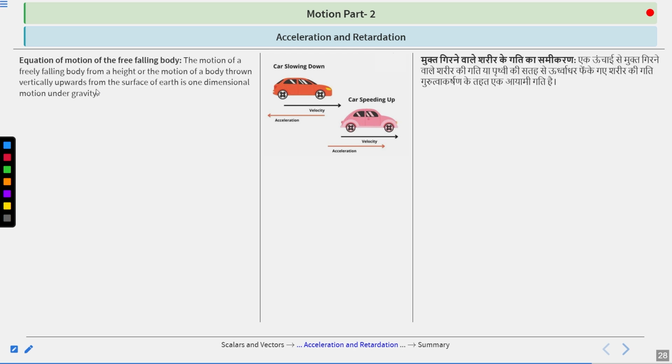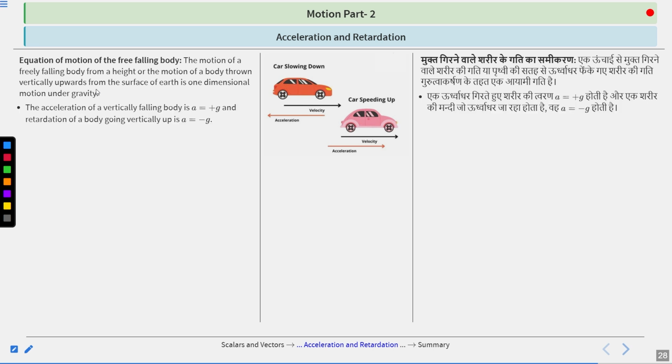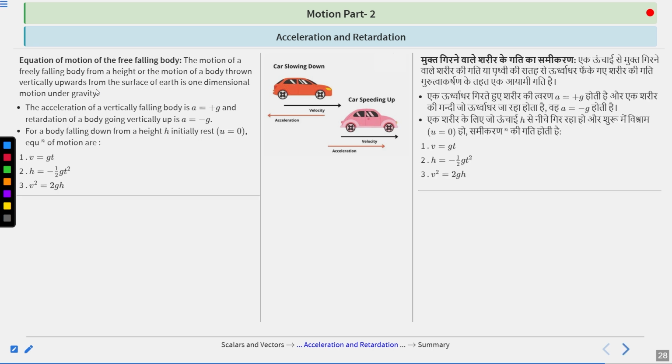Equations of motion of the freely falling body. The motion of a freely falling body from a height, or the motion of a body thrown vertically upwards from the surface of the earth, is one-dimensional motion under gravity. The acceleration of a vertically falling body is a equal to plus g, and retardation of a body going vertically up is a equal to minus g. For a body falling down from the height h, initially at rest, u is equal to 0. Equations of motion are v equals gt, h equals 1 by 2 gt square, v square is equal to 2gh.